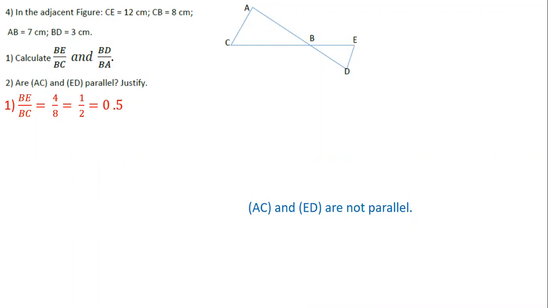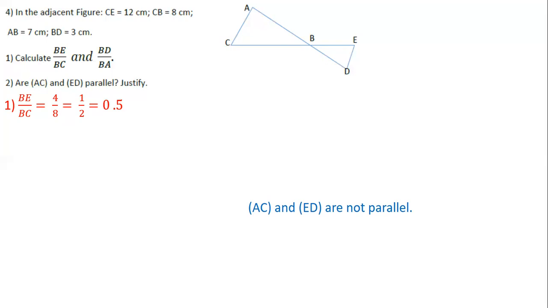AB is 7 centimeters. Listen, Yara, if I read it BA or I read it AB, it is the same. If I read it BC or CB, it is the same. It's not a different segment, okay? Keep this in mind, please.